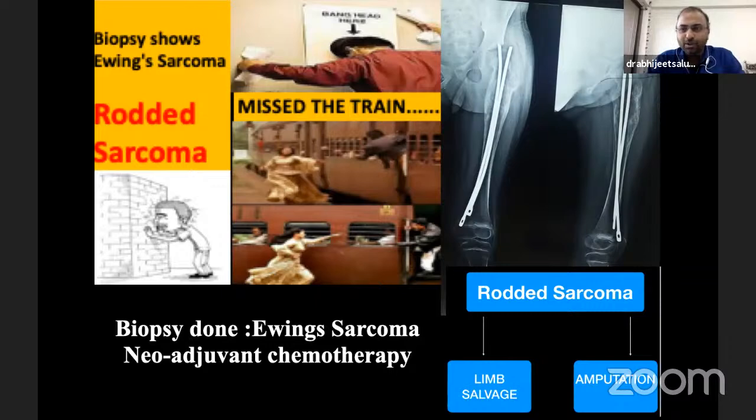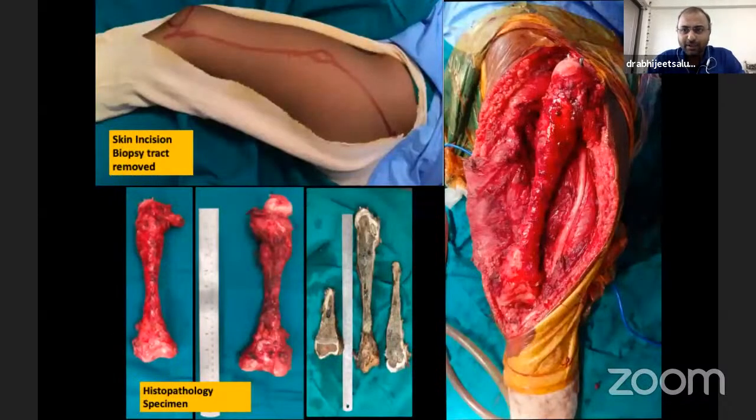When we put a nail or plate inside a sarcoma without a proper diagnosis, there is a term for it: rodded sarcoma. We have two treatment options for these patients, either limb salvage or amputation. For this patient, we planned limb salvage surgery, and this is the biopsy scar. As Rishi had told, we should excise the biopsy scar. It's a very good idea to excise it because there are very high chances of tumor sitting inside the biopsy scar. So we planned a total femur excision for this patient.